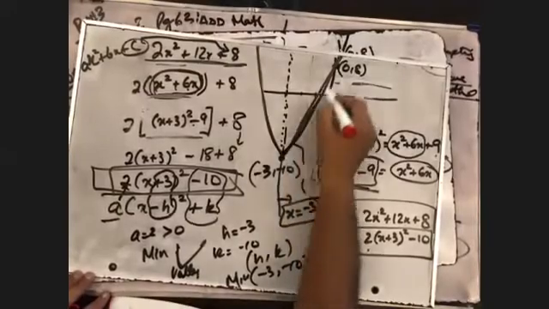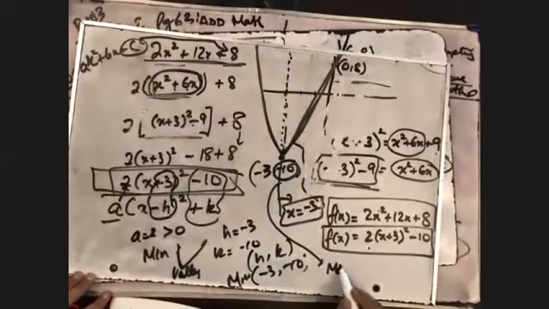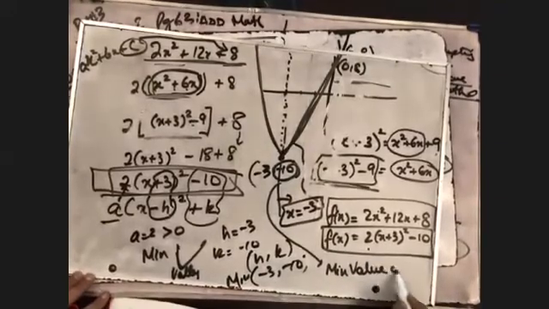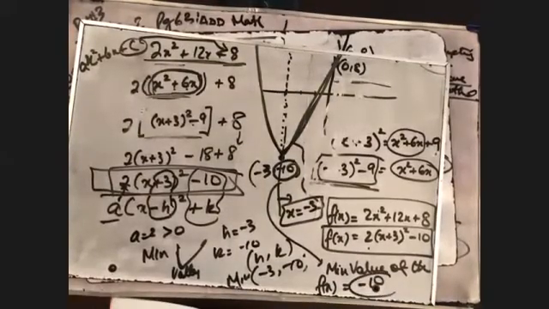What is the minimum value of the function? Minus 10. The minimum value of the function is minus 10.